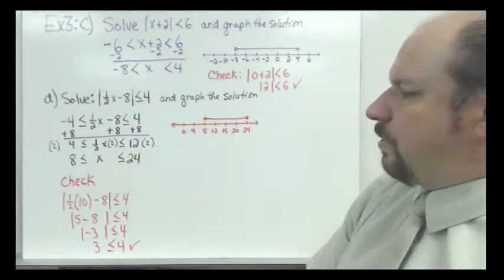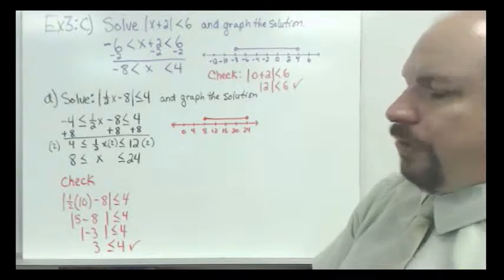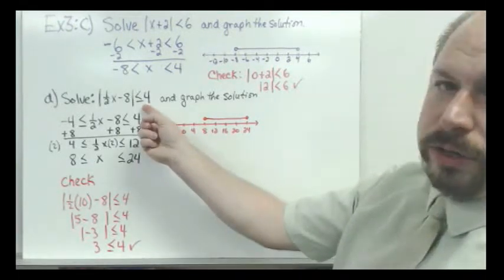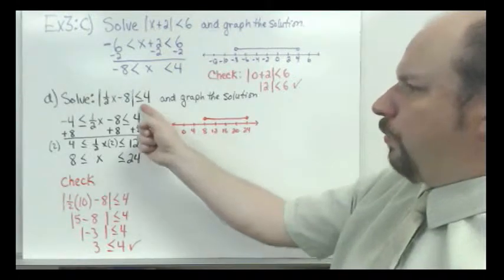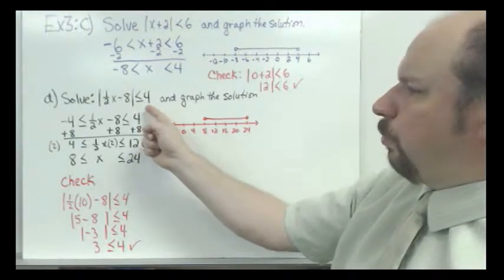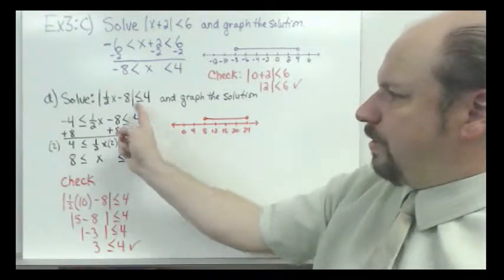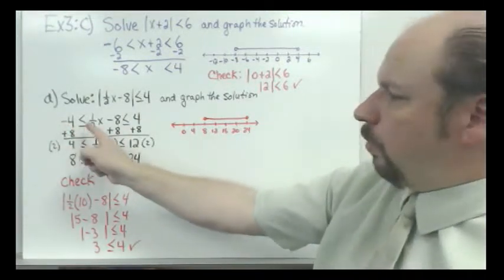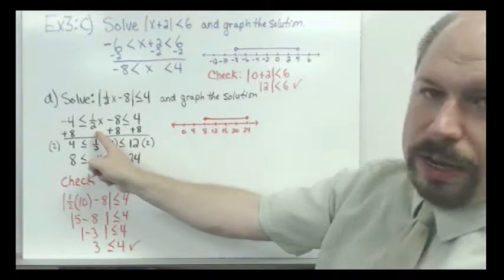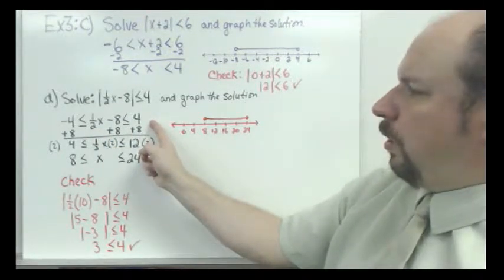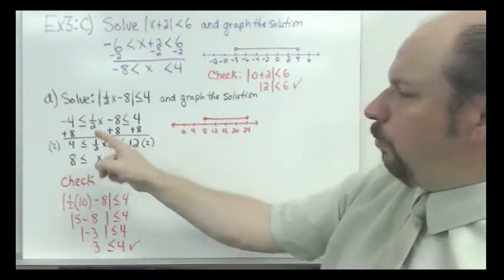Okay, one last example. Solve absolute value of 1/2 x minus 8 is less than or equal to +4. So notice this time we have less than or equal to, so we're going to put another less than or equal to symbol over here and take this and make it negative. So -4 is less than or equal to 1/2 x minus 8, which is less than or equal to +4. And again, if we do something to one part, we need to do it to all three.